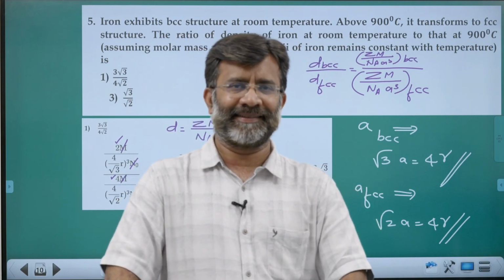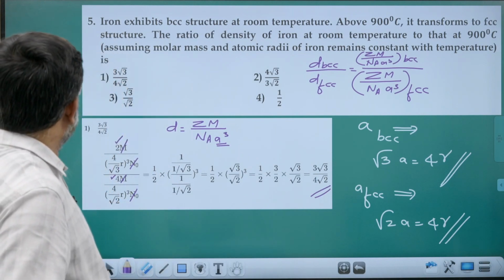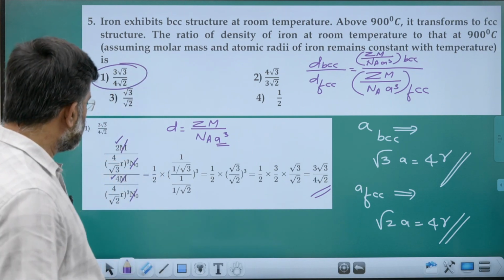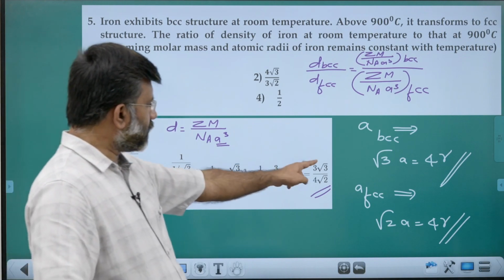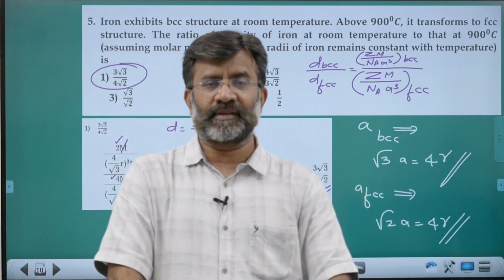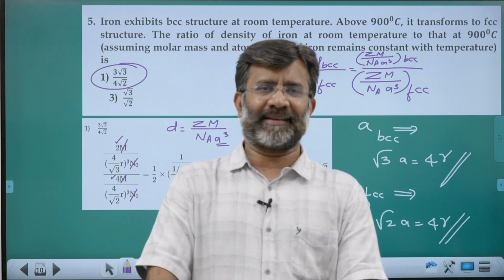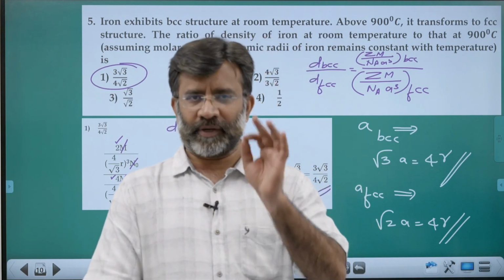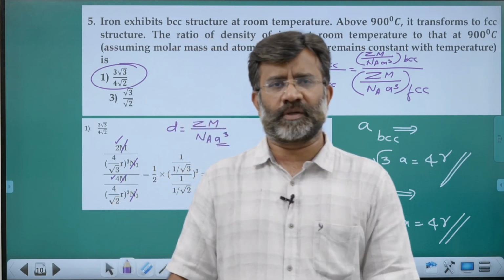Okay, children? Fine. So which choice? Option 1. Option 1 you get. Simple cancellation. You will get your answer, 3 root 3 by 4 root 2. A question where there is a definite possibility of committing some mathematical mistakes, of course application mistakes. So do it carefully. Do it 2-3 times. Many times such a question was repeatedly coming.